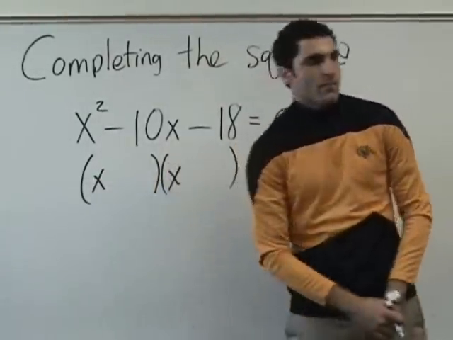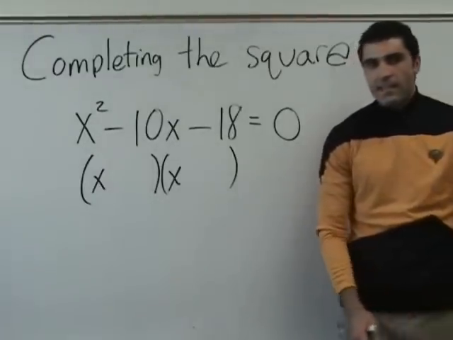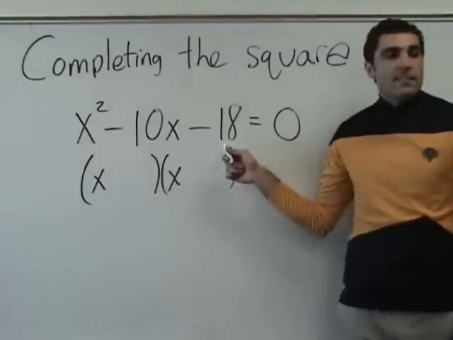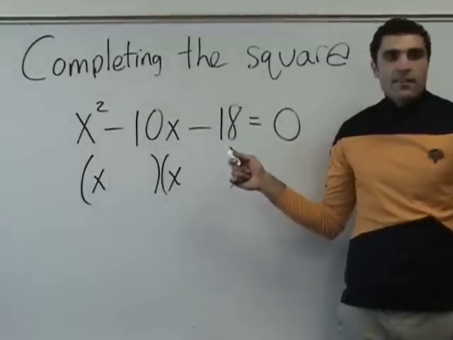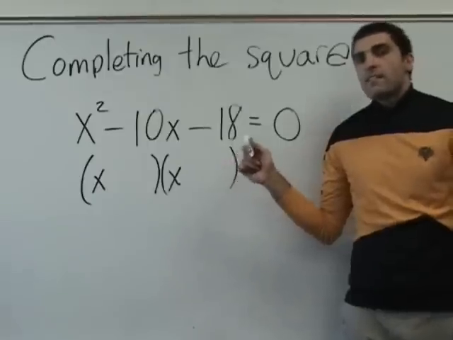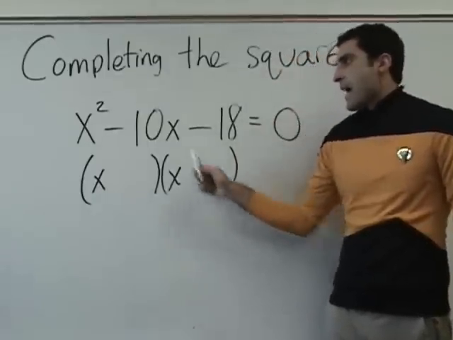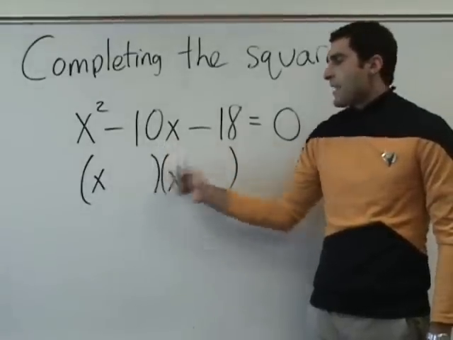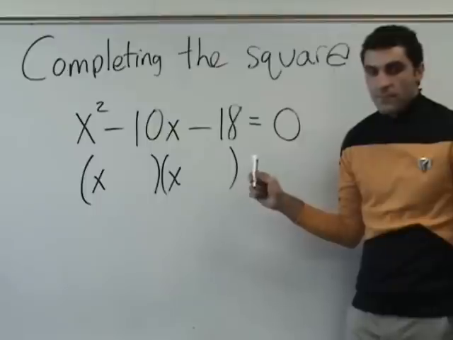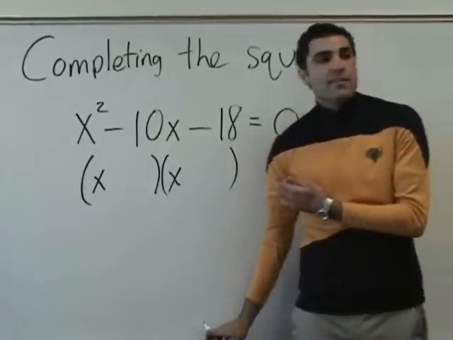Wait, no, it can't. It cannot. So remember numbers that multiply to 18? What are they? 6 and 3, 9 and 2, 18 and 1. If we were to put 6, 3 here, could that make 10? No. If we were to put 9, 2 here, could that make 10? No. If we put 18 and 1? No. It has to multiply to make 18. So it can't be factored.